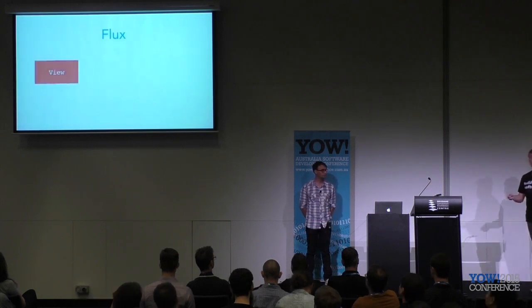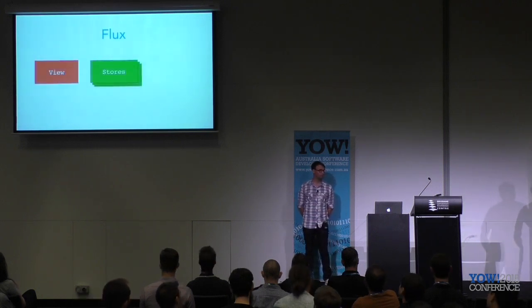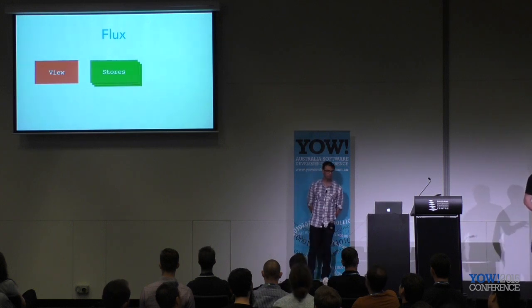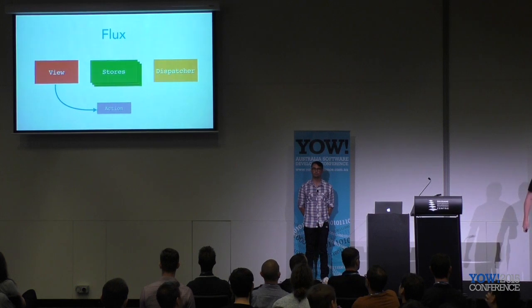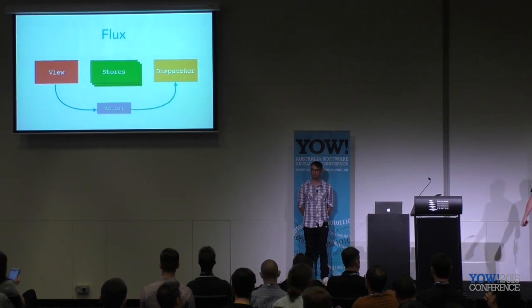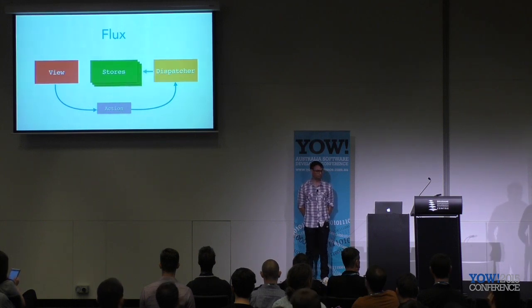So in Flux, we sort of have a view still, and we have a set of stores, and that's where we externalize the state within our application. We have this dispatcher object, and its job is to take actions that are produced by your view in response to some sort of stimulus, send it to the dispatcher, and the dispatcher's job is to route it to the appropriate store. The store is then responsible for changing the state accordingly, and it gets sent back to the view accordingly.